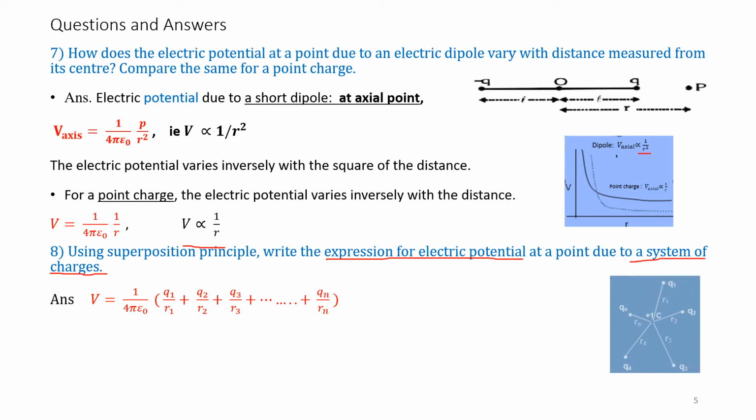Let us see in the graph. See the graph here. There is a unit coulomb charge at the center, and this is Q1. Q1 is located at a distance R1, Q2 is located at R2, Q3 at a distance R3, Q4 at a distance R4, and Qn at a distance of Rn. This is the superposition principle for potential.